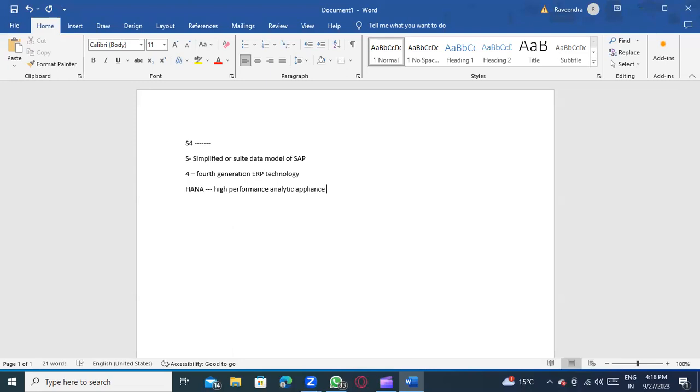And other than that, we have some other changes, like tables. One is the ACDOCA table, which covers general ledger, profitability, management accounting, asset accounting, material ledger, all these things, the universal journal. It is there in the ACDOCA table. Earlier there were so many tables; now it is a single table. And in supply chain, there is one table, MATDOC.